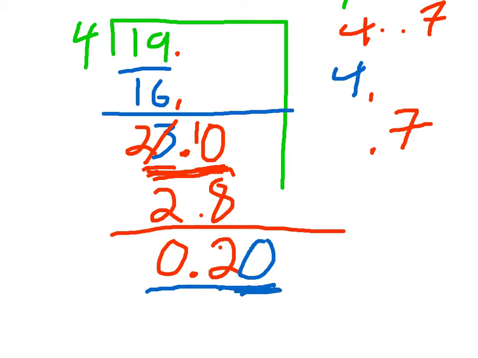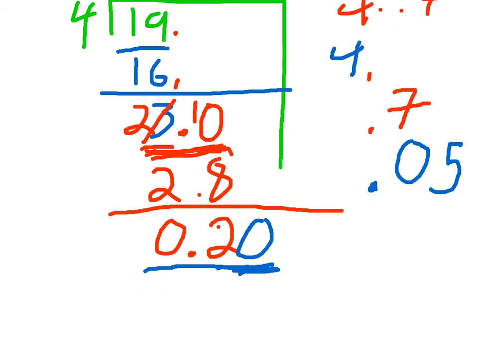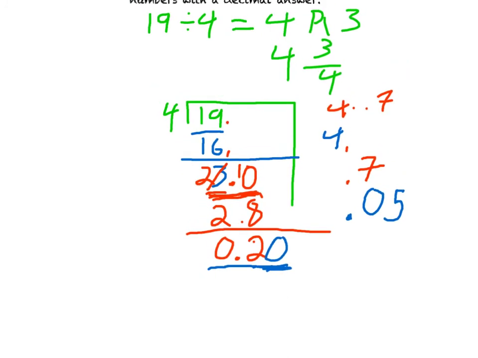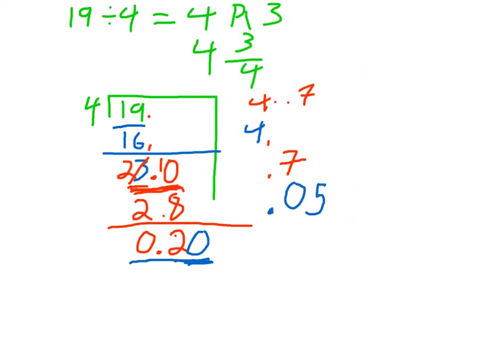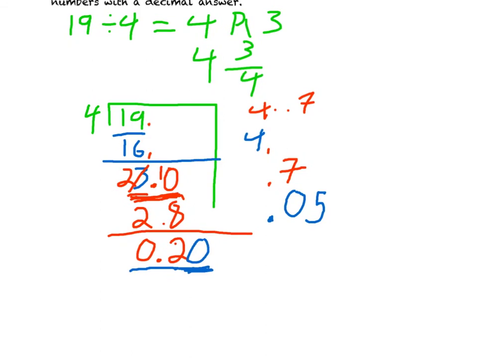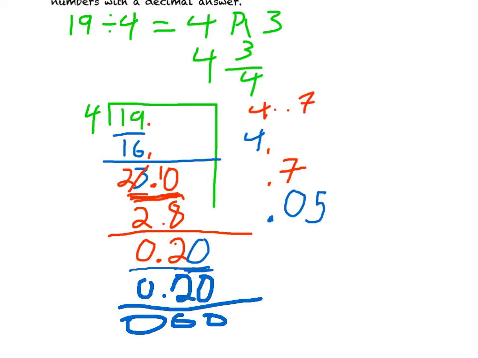We're going to look at where our underline ends, and that is the 100th spot. So we're going to put a 5 in our 100th spot. So 0.05 we're going to write over here. And 4 times 0.05 is, let me zoom out a little bit, 4 times 0.05 is 0.20. Made a mistake there, just like everybody does. And then subtracting, we get 0. So we're all done. Oh, we're not all done.